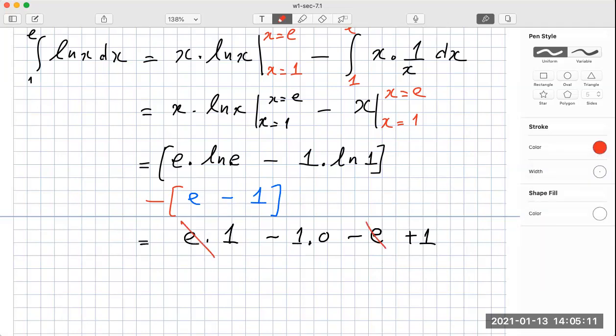1 times 0 becomes 0, and in the end, it is just a number 1. Okay.